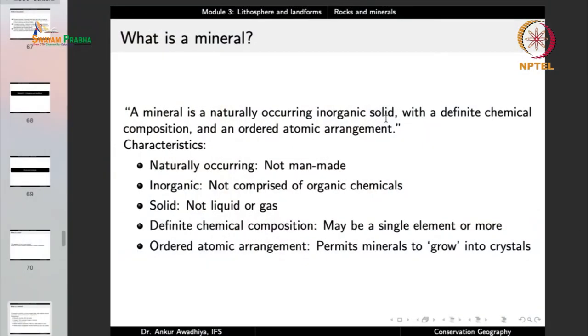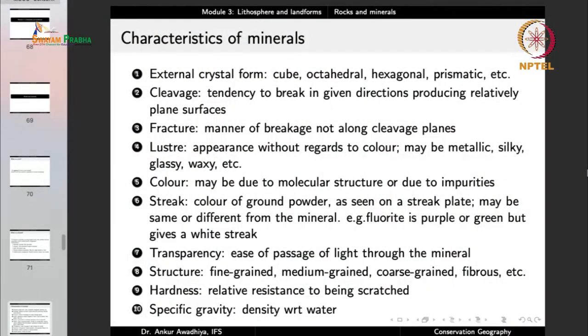So minerals are naturally occurring inorganic solids with a definite chemical composition and an ordered atomic arrangement. Now, this is in the context of the rocks, but in the context of resources, we also include things like petroleum, natural gas or coal in the category of minerals. So that's a different story.